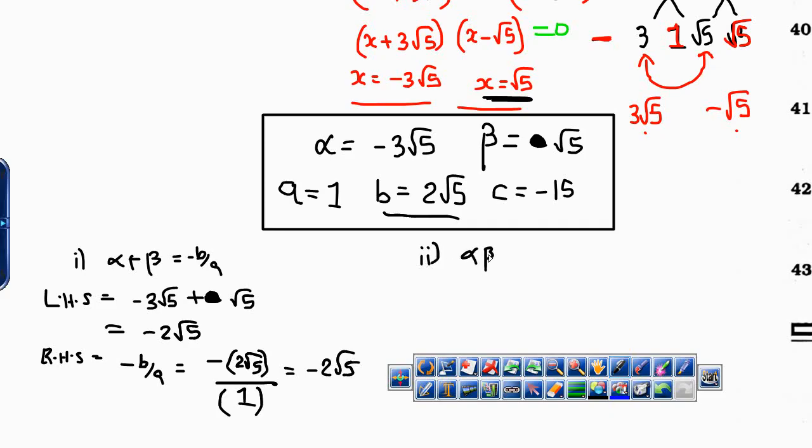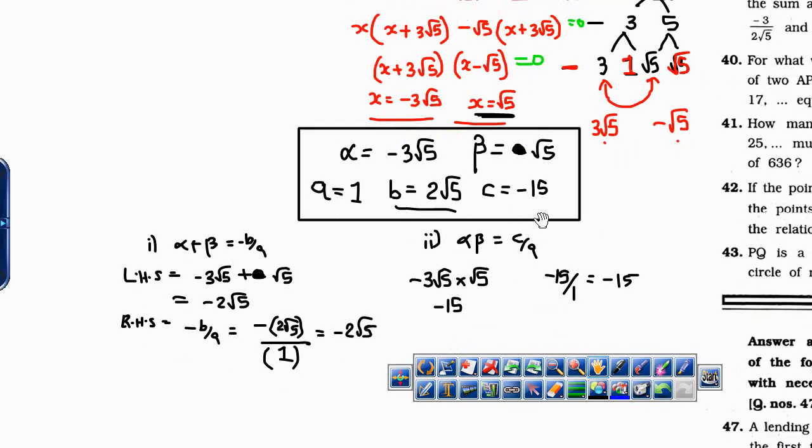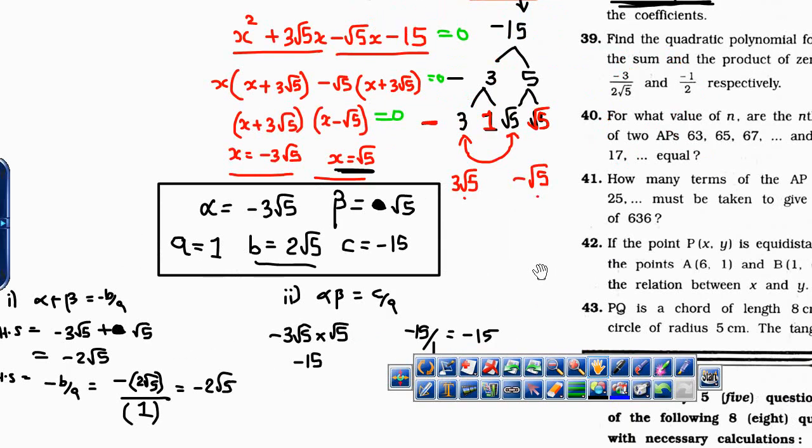Second is alpha into beta is equal to c by a. Alpha into beta, root 5 times 5 times 3 is 15 with a minus, and c by a is minus 15 by 1, minus 15. Write properly. I am only guiding, so I have written it this way, just to show you.